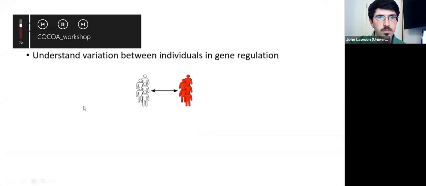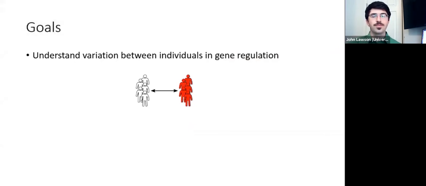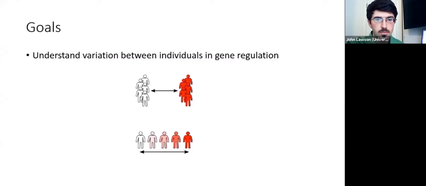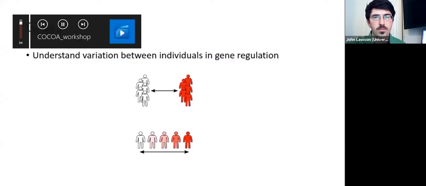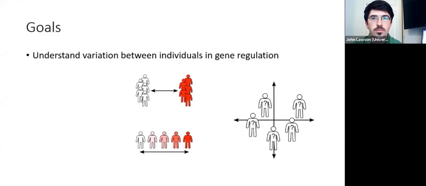So a major goal of epigenetic analysis is to understand variation between individuals in gene regulation. A common way of doing this is to have two groups and do differential analysis. So you could compare healthy to disease. Another way you could do this is to look at variation along with a continuous phenotype, for instance, patient survival, cancer stage, age, etc. Or if you don't know the sample's phenotypes, you can do an unsupervised analysis based only on the data itself.